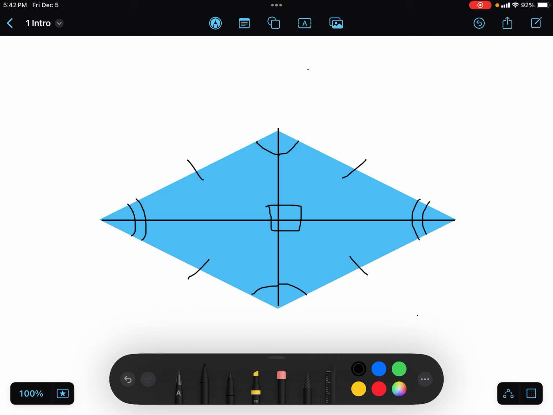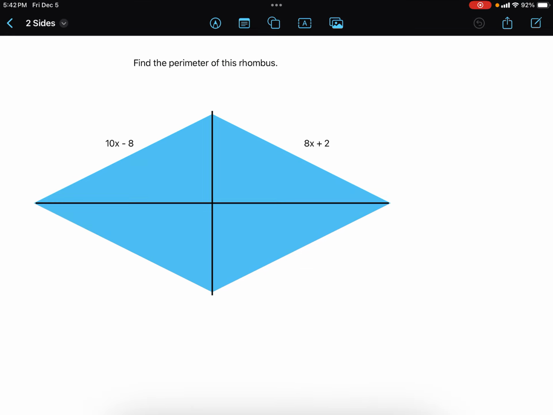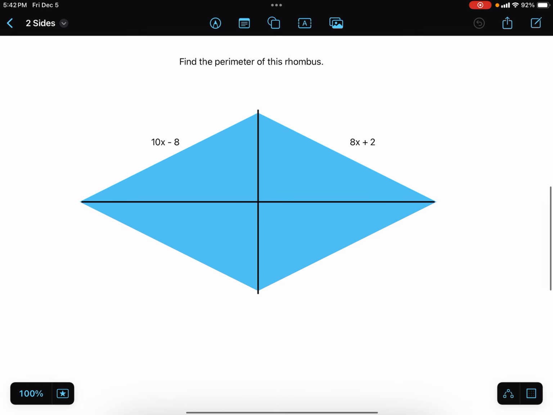So let's dive in and see how you might see these characteristics of a rhombus used in problem solving in your geometry class or on the SAT or ACT. So first, let's look at problems involving the sides of a rhombus. Here, you are given algebraic expressions of 2 sides of a rhombus, and you're asked to find the perimeter.